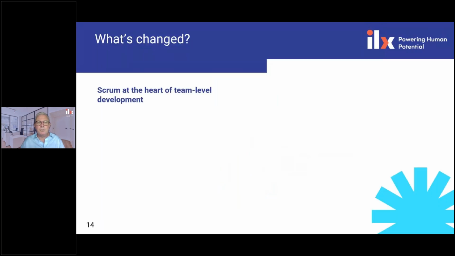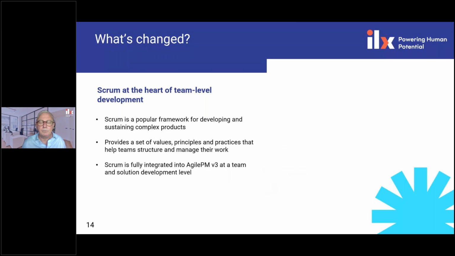Scrum, as we mentioned, is at the heart of team level development. This is one of the reasons why Agile has brought Scrum in, because businesses do already have Scrum teams and they're established and they already know how to work in an Agile way. And so incorporating them into Agile PM v3 can often be very seamless for them. It's a very popular framework that we know works very well when building complex solutions.